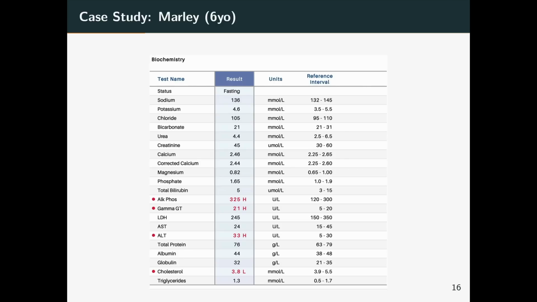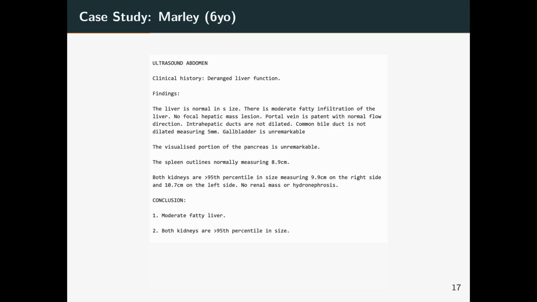So let's go back and look at those blood tests, and let's just be a little bit inquisitive about how normal those liver functions are. If we do an ultrasound, we actually find that she has a moderate fatty liver. So I want to be unequivocal on this point. This kid is sick.